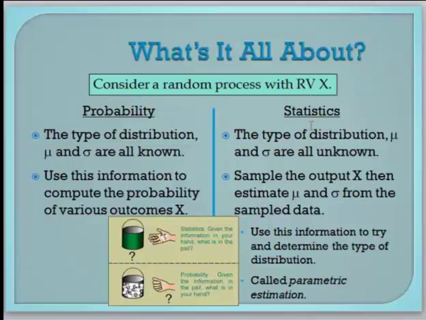In statistics, the type of the distribution, the mean, and the standard deviation are all unknown. So we have to guess at what those are. We want to sample the output x, right? Here's sampling, and then estimate what the mean and the standard deviation are from those sampled data. We use this information to try and determine the type of distribution. That's called parametric estimation.